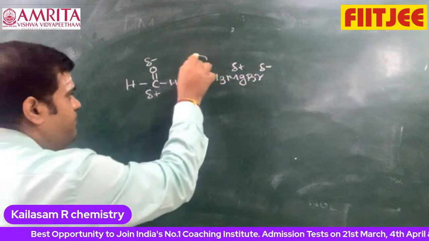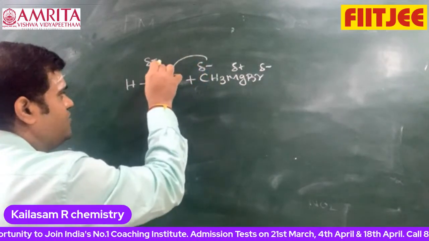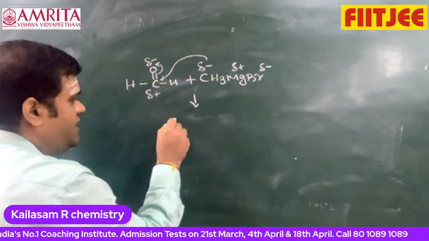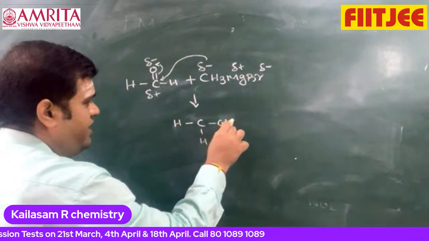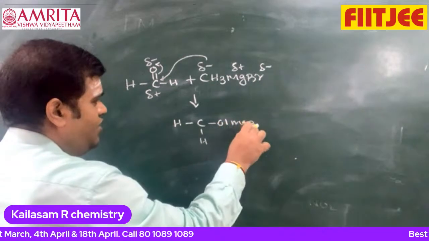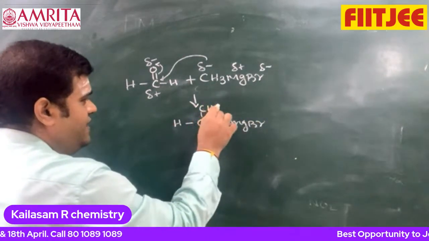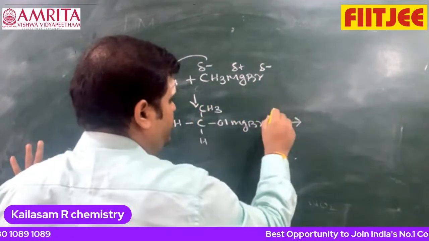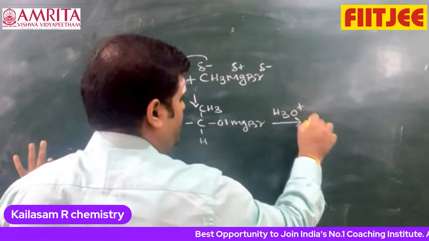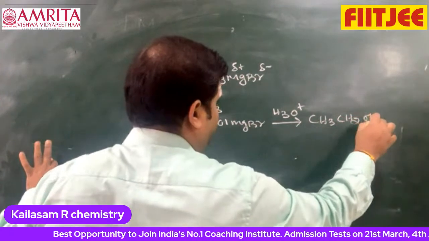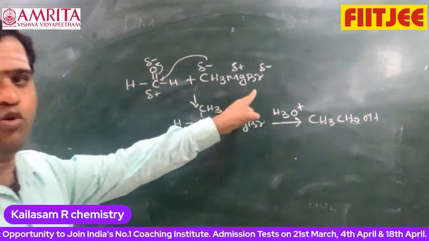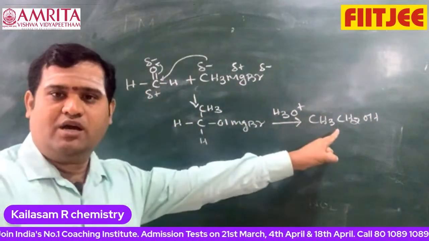Now, what will happen? The nucleophile attacks and the bond breaks. Now what am I going to get? H, C, H with O minus MgBr. Now CH3 is added. Then hydrolysis with H3O plus, and I get CH3CH2OH. For methyl magnesium bromide with formaldehyde, I got ethanol.